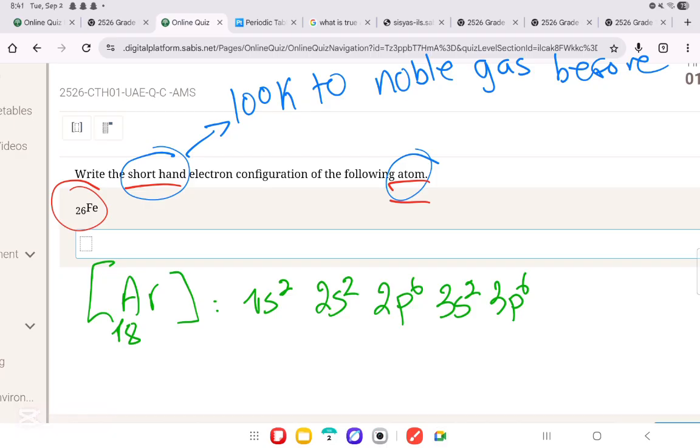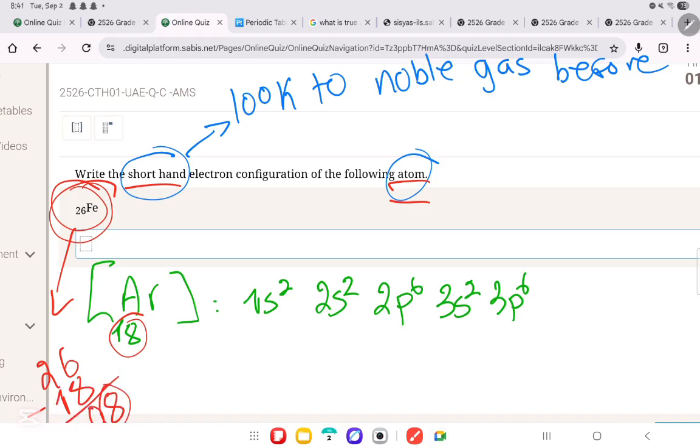Now, we come to Fe26. We already had 26 electrons. We took away already how much? 18. We already did 18 electrons. 26 minus 18, how many do we have left to do? 8. So we have to fit 8 more electrons into this configuration. So what comes after 3p6? 4s2 comes after.